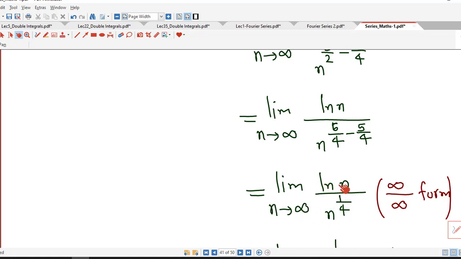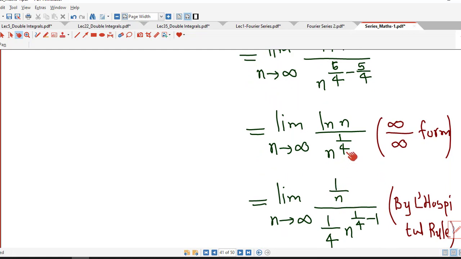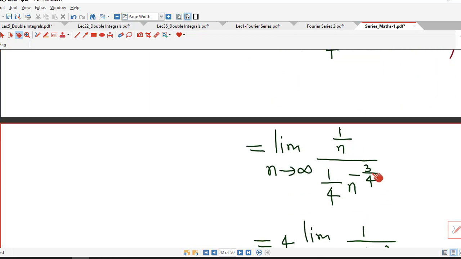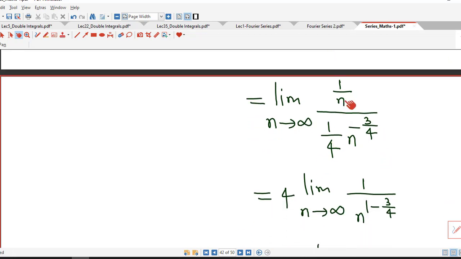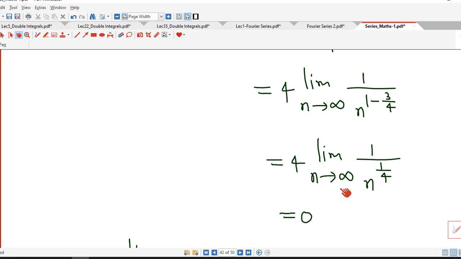So we take derivative of log n and n raised to 1 by 4 separately. Derivative of log n is 1 by n. Derivative of n raised to 1 by 4 is 1 by 4 times n raised to 1 by 4 minus 1, which is n raised to minus 3 by 4. And we write this as 1 by n into 1 over n raised to minus 3 by 4. This 1 over 1 by 4 is going to be 4, which we have taken outside the limit, and this we can rewrite as 1 over n raised to 1 minus 3 by 4, and 1 minus 3 by 4 is 1 by 4. So finally we have 4 times the limit of 1 over n raised to 1 by 4, and this is equal to 0.